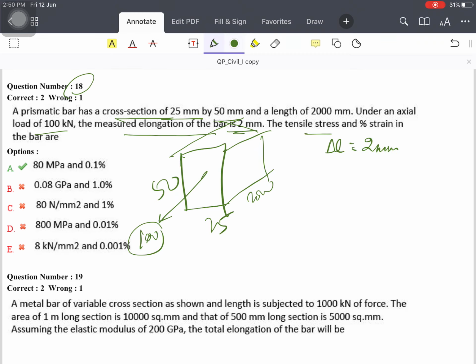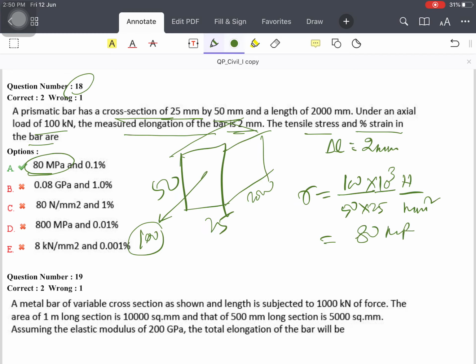The tensile stress and percentage strain in the bar are: the tensile stress equals force 100 kilonewton by area 50 into 25, so the value comes out to be 80 megapascal. Percentage strain means delta L by L. Delta L equals 2 mm and length given 2000 mm, into 100 equals 0.1%.